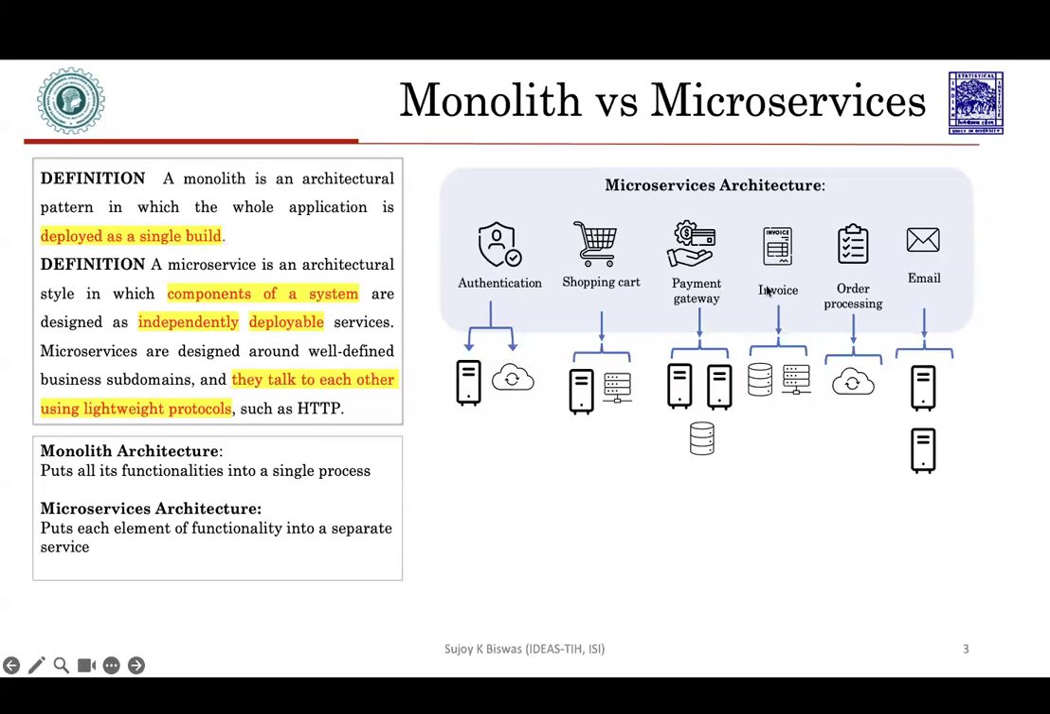And through this API, we are requesting the invoice, and in response to our request, they are sending us the generated invoice. Same applies to order processing, same applies to email. For example, when something happens that triggers an email, and email sending is used by another service.